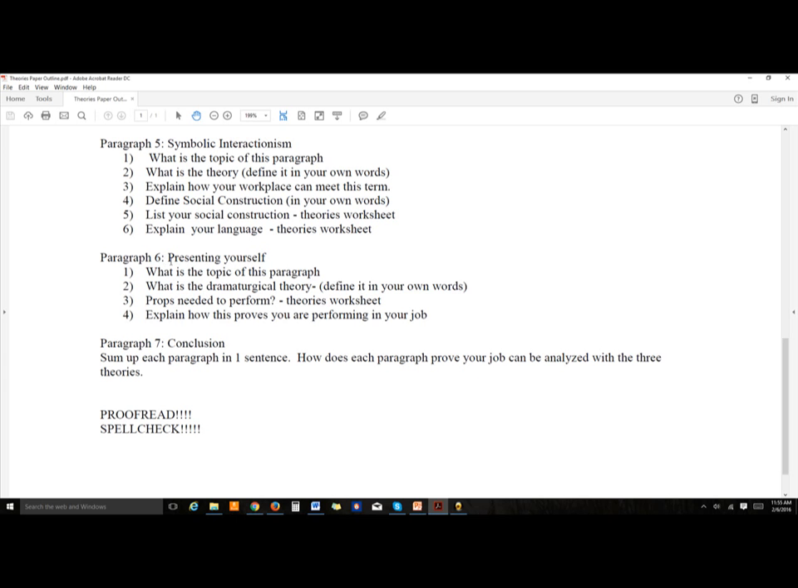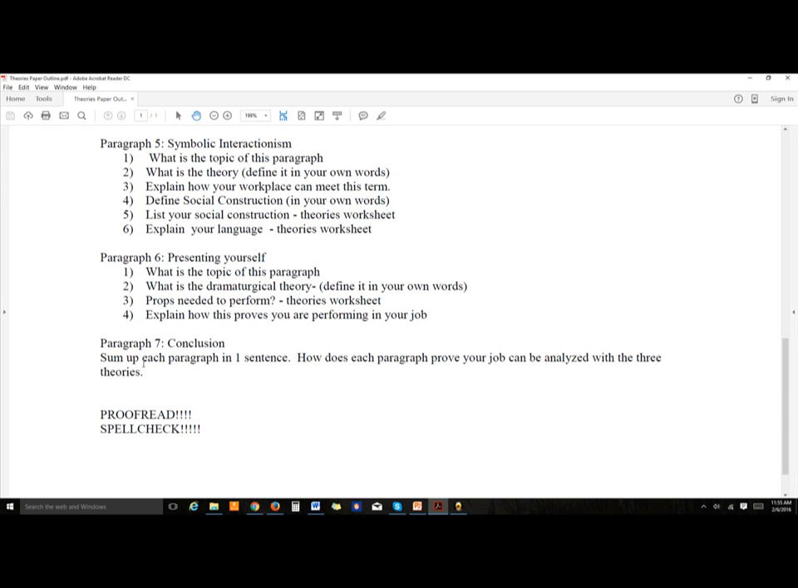Then for the last paragraph, you're going to go for the dramaturgical analysis. The dramaturgical analysis can also be part of this symbolic interactionism discussion. What is the dramaturgical theory? And explain the props you need and how it helps prove that you're performing a job. Once you get to the end, you are going to conclude.